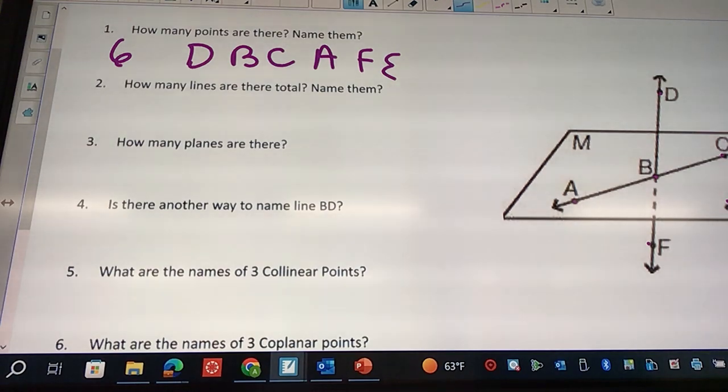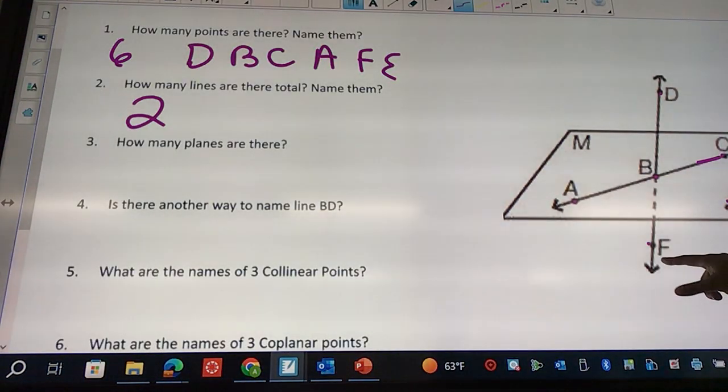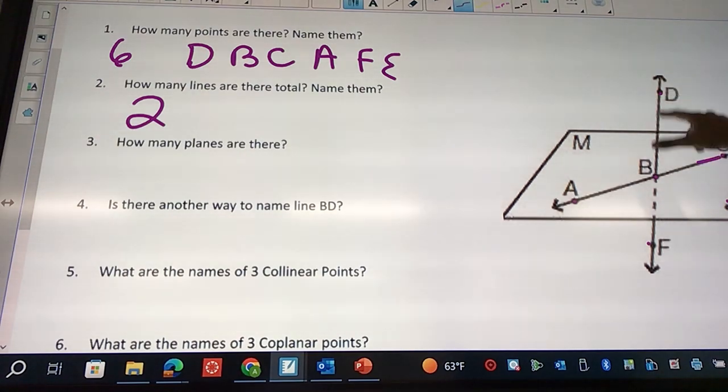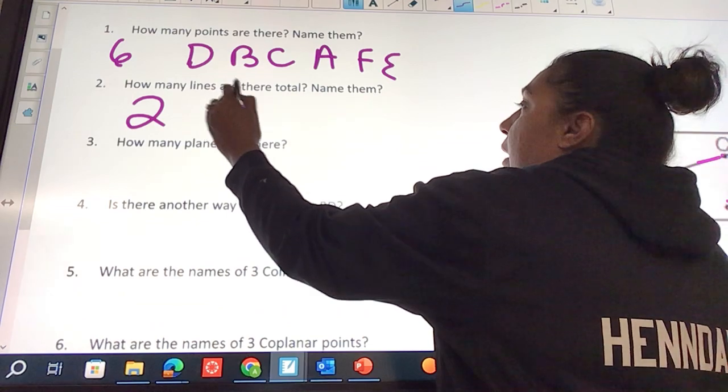Okay, how many lines are there total? Well, here's one, and here's another one. So there are 2 lines, and it says to name them. So this first one, any order of the 2 capital letters would work. So you could say DB, BD, BF, FB. Okay, so we'll say FB.